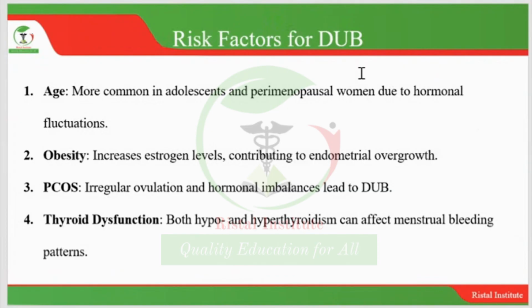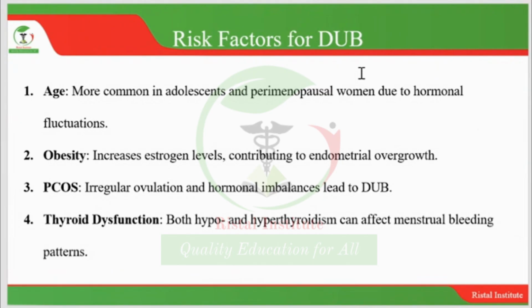So the risk factors for DUB include age. DUB is more common in adolescents and perimenopausal women due to hormonal fluctuations. So girls who are still in adolescence, due to hormonal fluctuations, can end up with DUB. Then also those who are nearing menopause can experience the same. Then obesity increases estrogen levels, contributing to endometrial overgrowth.